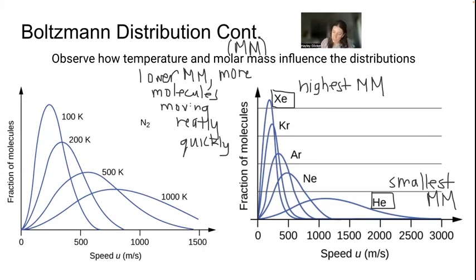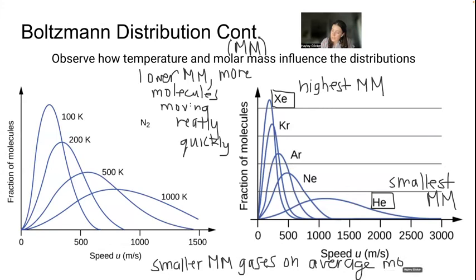So we're able to say that on average, smaller molar mass gases move faster.